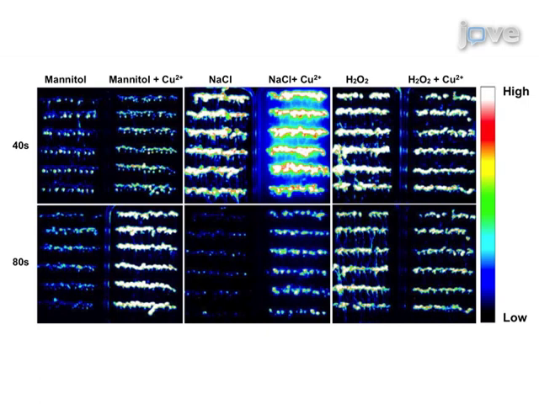Shown here is the comparison of the spatial temporal calcium response of 10-day seedlings to different stress stimuli. Here is the time series of luminescence images of seedlings subjected to 400 millimolar mannitol and 400 millimolar mannitol plus 1 millimolar copper chloride, 75 millimolar sodium chloride, and 75 millimolar sodium chloride plus 1 millimolar copper chloride, and 1 millimolar hydrogen peroxide or 1 millimolar hydrogen peroxide plus 1 millimolar copper chloride. The upper and lower panels are the luminescence images acquired during the first 40 seconds and second 40 seconds respectively.